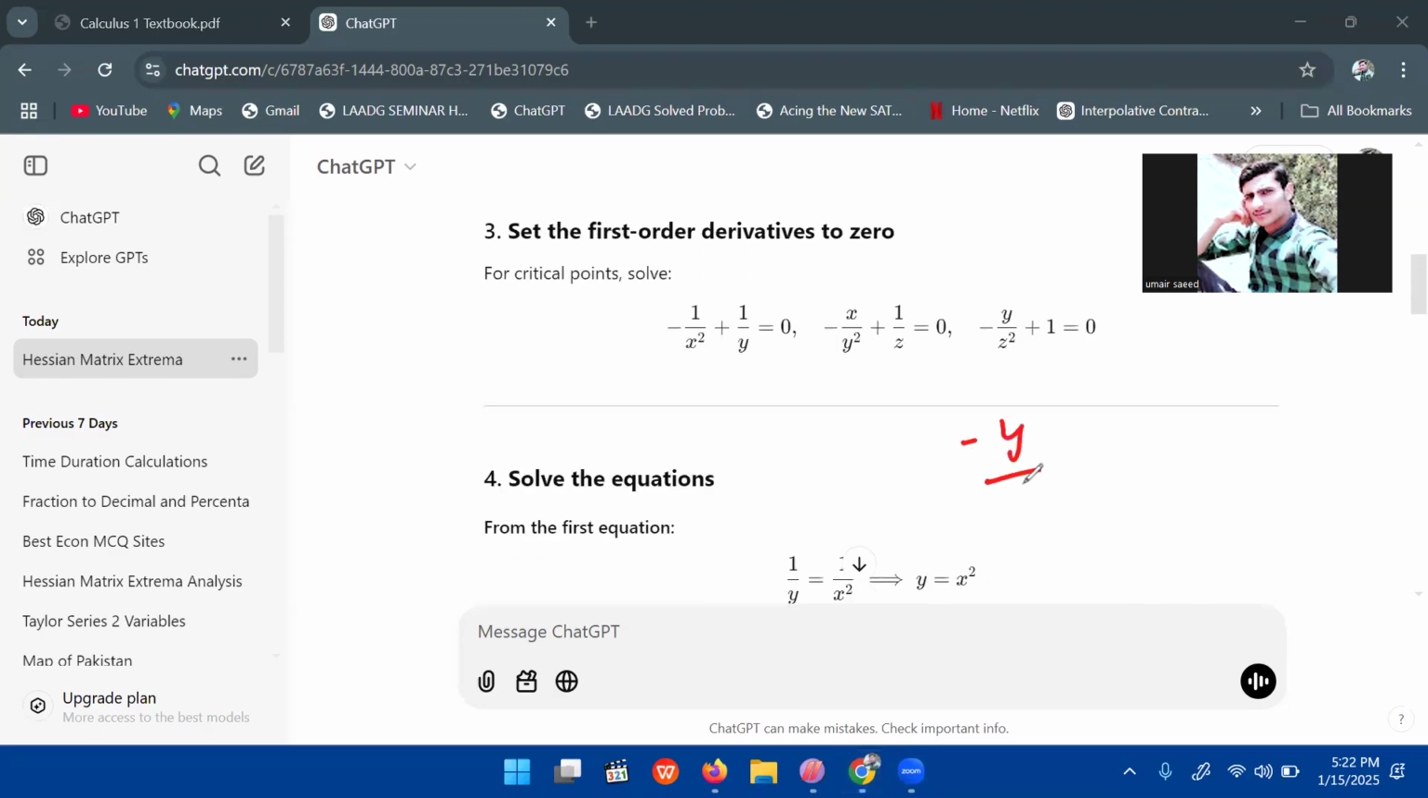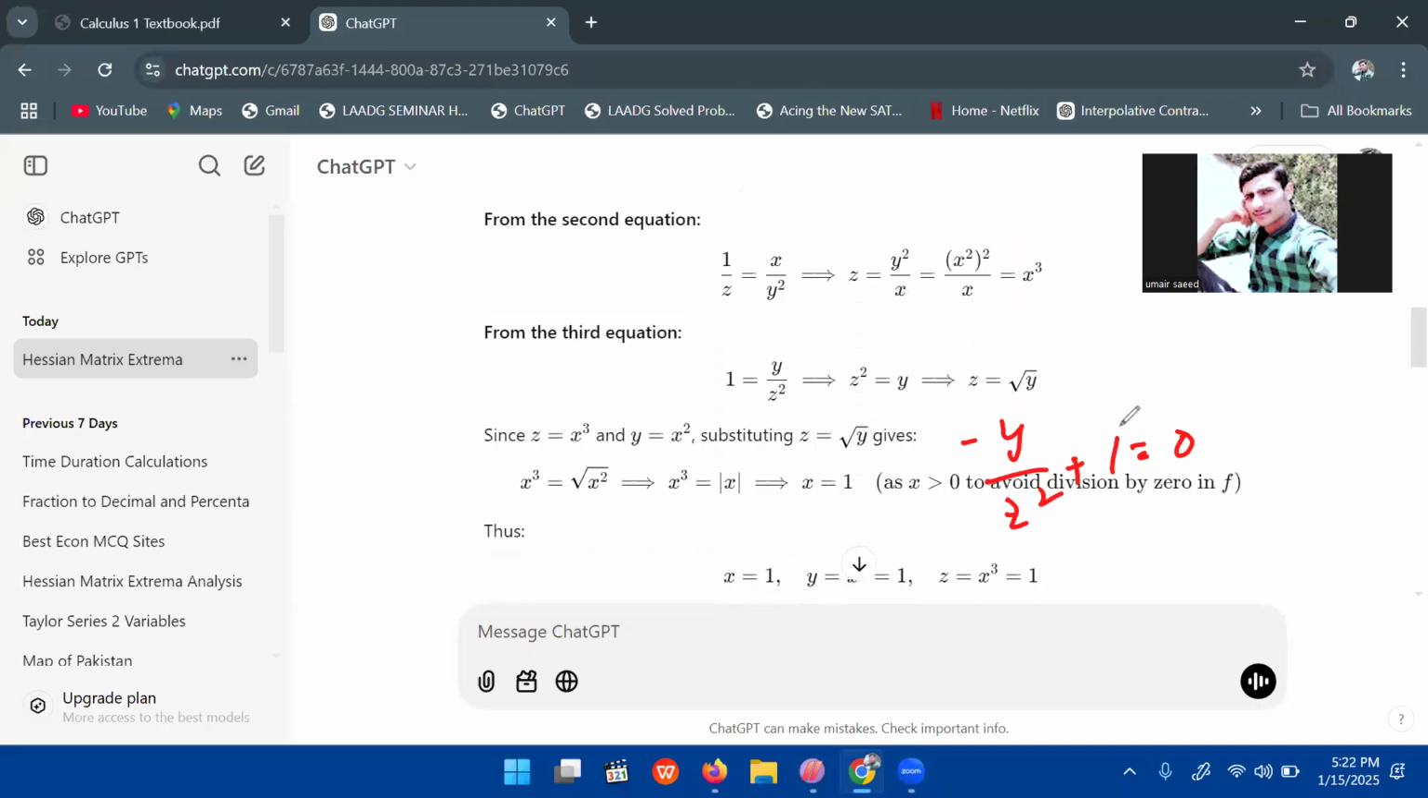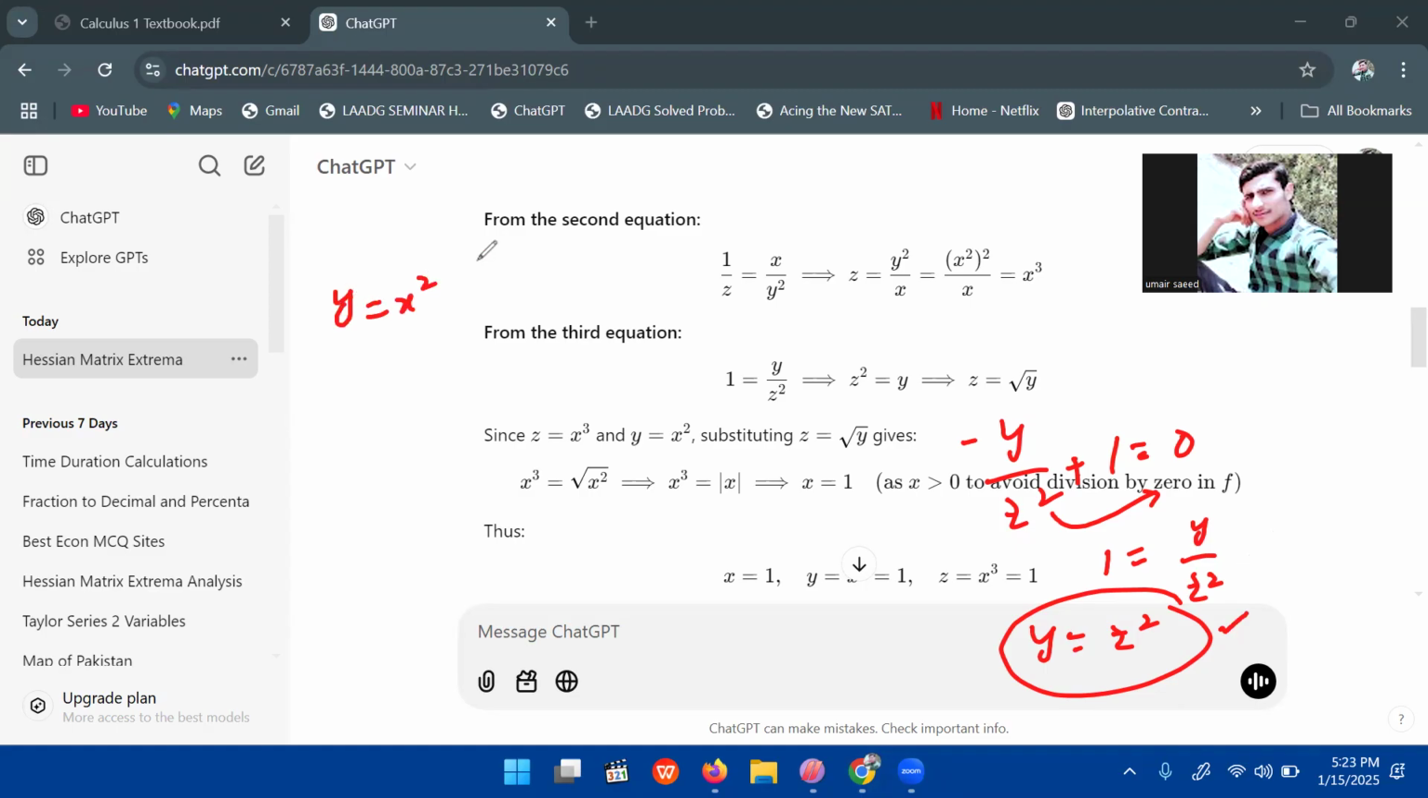We have minus y over z square plus 1 is equal to 0. How can we solve this equation? If I take this side over, I will get 1 is equal to y over z square. From this, I will get y is equal to z square. So this is the value of y that I have found. And as I have solved earlier, I have got y is equal to x square and z is equal to x raised to power 3. And the third value is y is equal to z square.